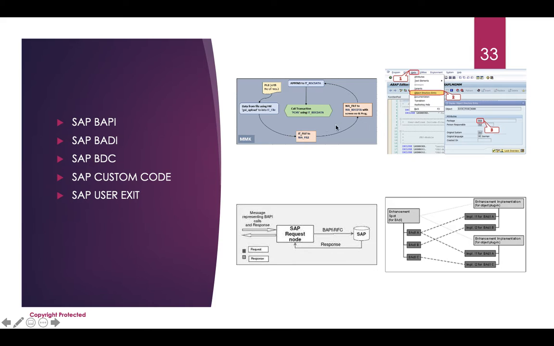Then we talk about something called SAP BDC. BDC is batch data communication. So what is batch data communication? Suppose we need to upload a large bulk of data at one go into an SAP table. Instead of entering it one by one by writing a select command, we can use batch data communication and create an event. On a particular event, the whole bulk of data can be uploaded.